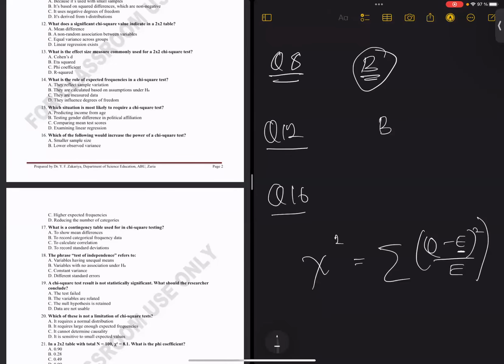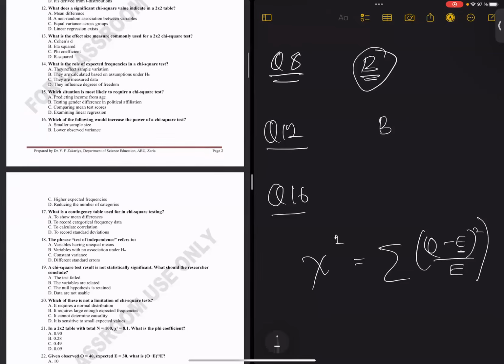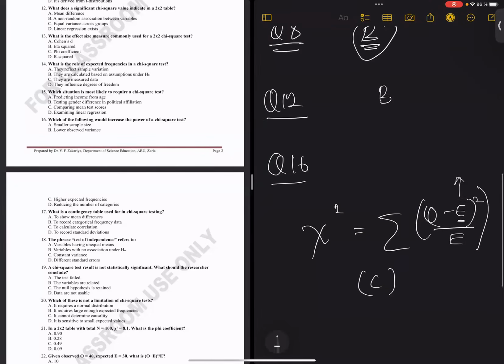Now look, the good thing is, the smaller the chi-square, the better for us, isn't it? So in this regard, if the expected frequency is high, definitely the chi-square value will be reduced, and in that regard, the power will increase. So for question 16, definitely the answer is going to be higher expected frequency. That is option C. Take note of this.